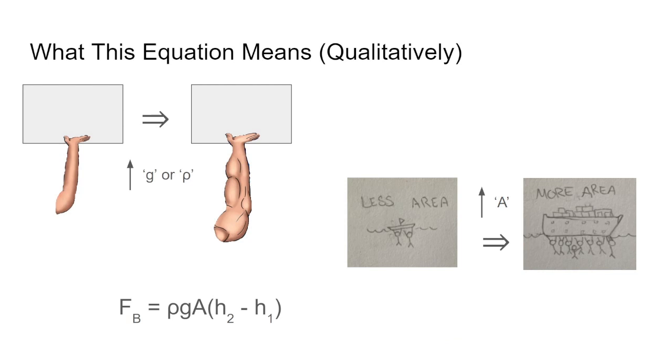This final equation thus tells us that increasing any of these variables will in fact increase the effect of buoyancy. Increasing density or gravity is like increasing the strength of the hand pushing up against the object from underneath, whereas increasing area is like increasing a platform that more people can push up against.